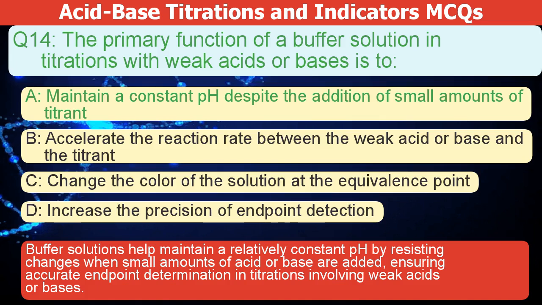Buffer solutions help maintain a relatively constant pH by resisting changes when small amounts of acid or base are added, ensuring accurate endpoint determination in titrations involving weak acids or bases.